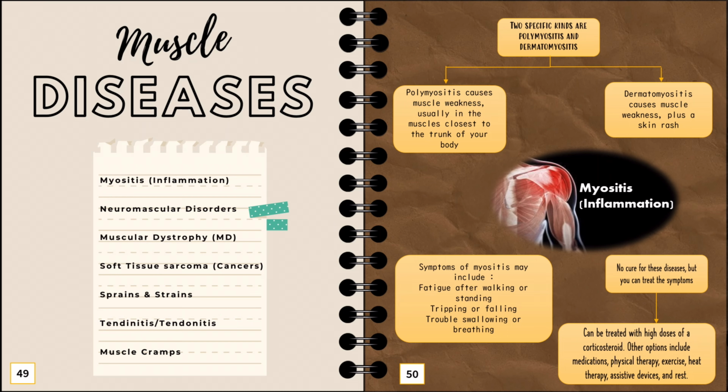Actually, myositis has 2 specific kinds, which are polymyositis and dermatomyositis. The symptoms of myositis may include fatigue after walking or standing. Myositis has no cure, but you can treat the symptoms with medications, physical therapy, exercise, heat therapy, assistive devices, and rest.